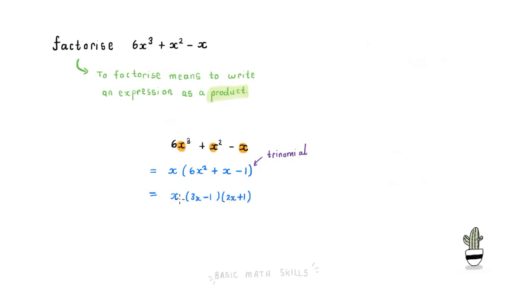Now notice that each time we've been basically saying times, so this is now a product. We can say that we have successfully factorized the given expression.